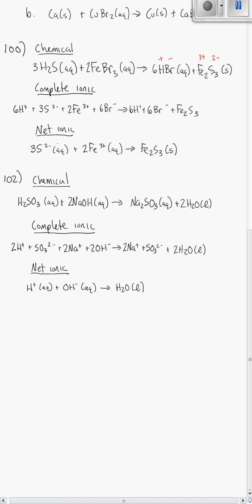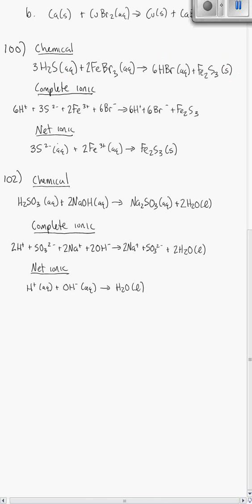If we want to get the net ionic equation from this, first thing we need to do is get the complete ionic equation. When you want to get a complete ionic equation from a balanced chemical equation, basically what you do is you break up everything that is aqueous, so like H2S, FeBr3, and HBr, into its constituent ions. You leave the things that are solids alone.